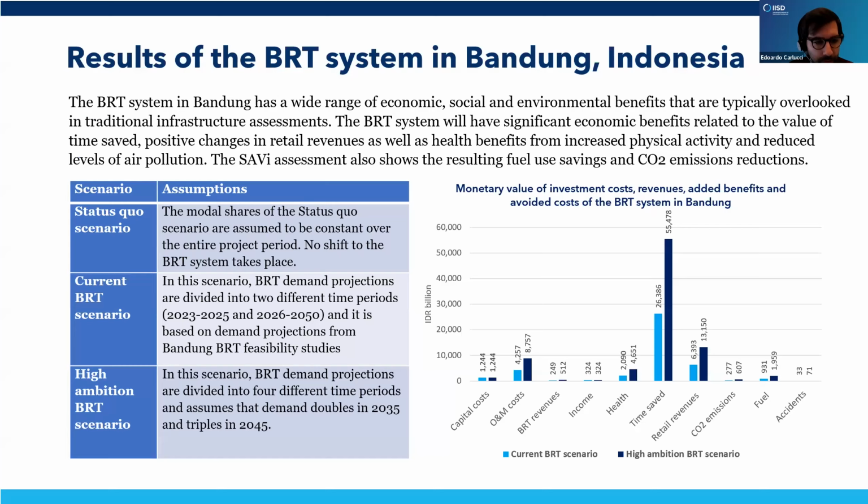Next slide, please. So here is to provide a better idea through this graph of the magnitude of this avoided cost and benefits. And as you can see, the biggest value generated is through time saved, followed by retail revenues, which are the main avoided cost and benefits generated by the project.